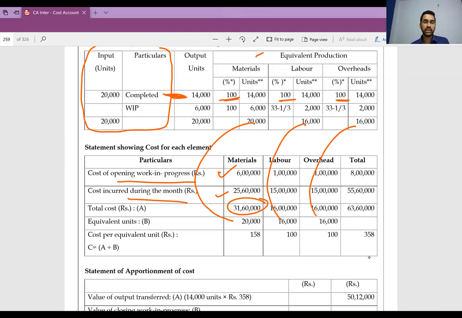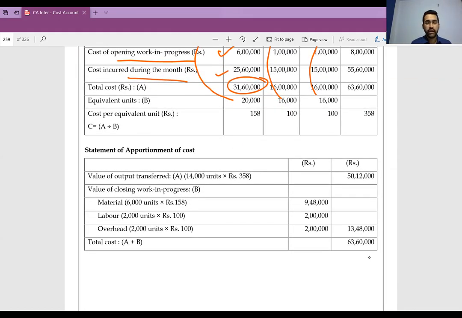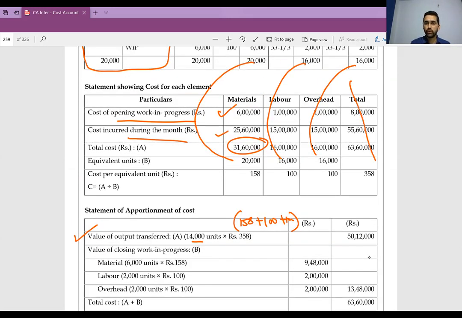See, we don't have any specific format. I'm not asking you to write the way I am writing. You can write in any way as long as the reader can understand what you want to explain. That's all that is needed. And then apportionment is nothing but valuation. Value of output transferred is 14,000 into 358, but when you do, you will write 158 plus 100 plus 100, because you normally don't do this total. So minor differences will be there in the presentation.